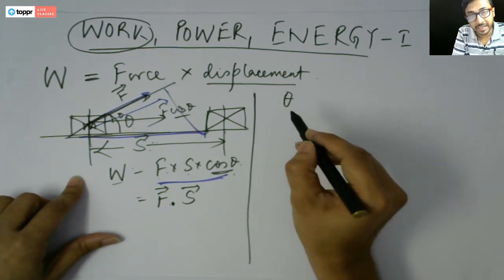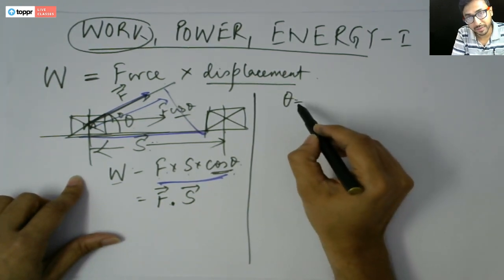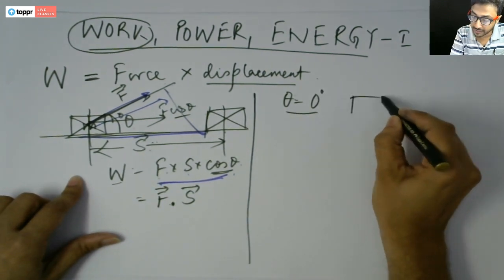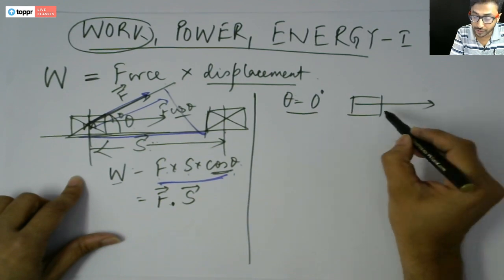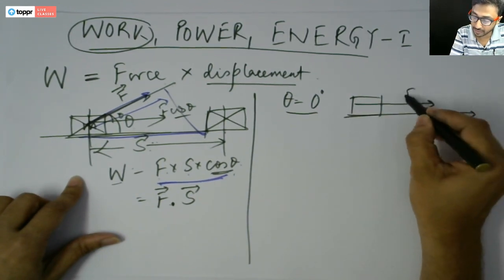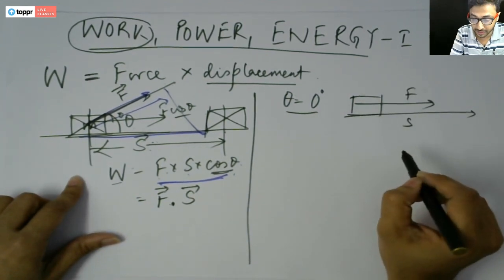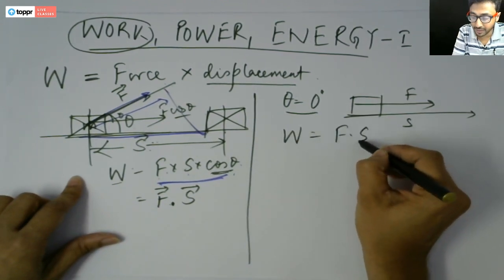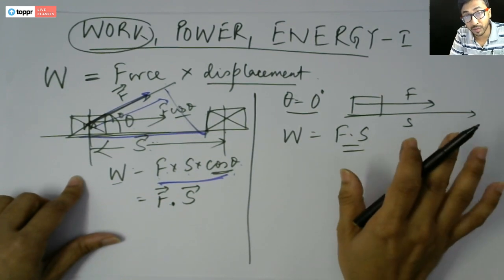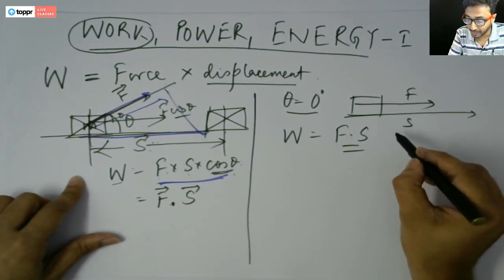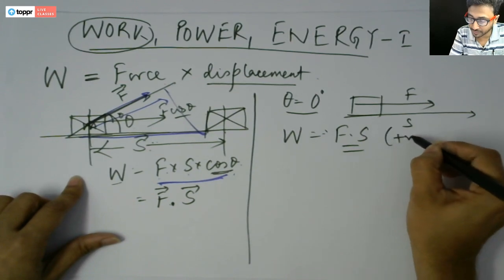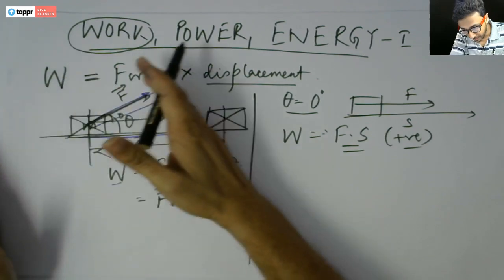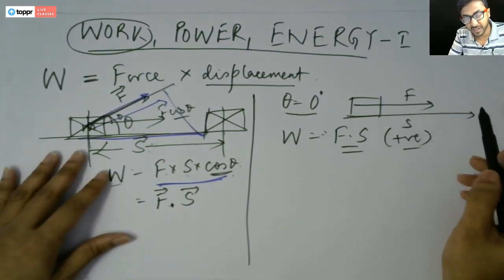If angle theta, this angle between the force and the displacement, if it is 0 degree, what does this mean? It means the force and the displacement, they are in the same direction. Then what will happen? The work will be nothing but F into S. Definitely it is the maximum value of the work which is achievable. And you can see the value is positive.